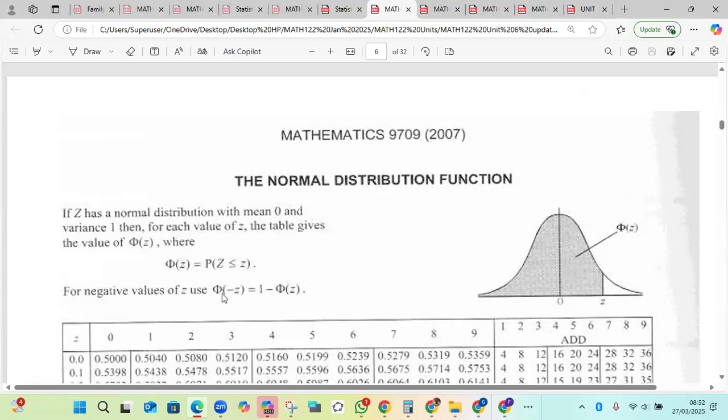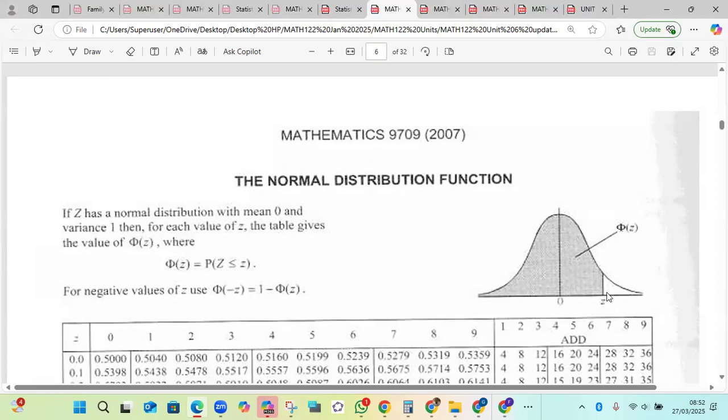And phi of negative z is 1 minus phi of z. This table only gives phi of positive z's, so all these z's are positive. So if you want to find phi of negative z, that is P of Z less than or equal to negative z, it is the same as 1 minus phi of z.